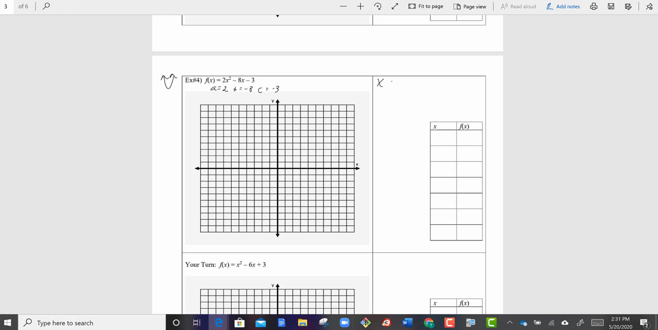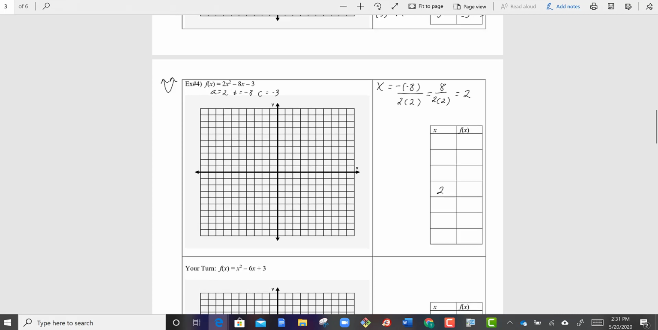So we want to get the x-coordinate of the vertex. So we're going to do -b over 2a, or the opposite of b, over 2a. So it's 8 divided by 4. So the x-coordinate is 2. So that goes right in the middle. And then we're going to plug into 4x and see what that gives us.